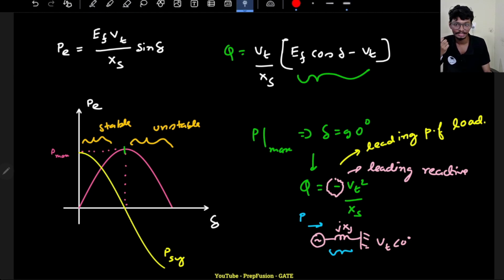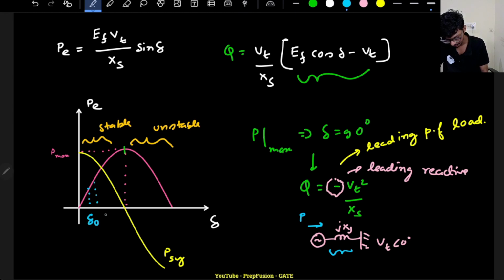Now let us numerically understand why this is called the synchronizing power. Numerically we want to understand why it might be called the synchronizing power. Let's assume that initially I was operating here at delta naught, then I change to this point, which is basically a very small del delta.